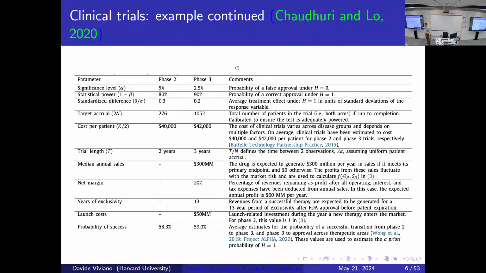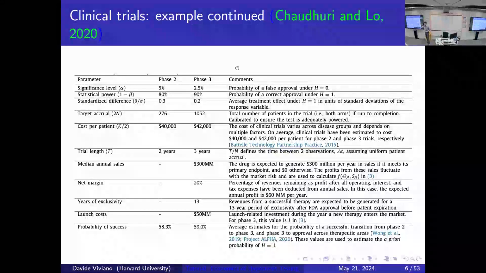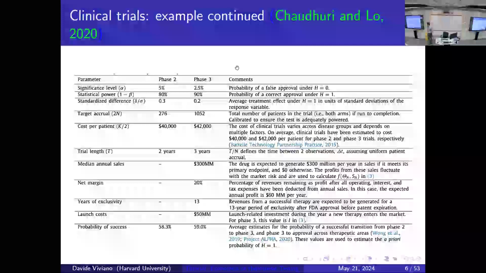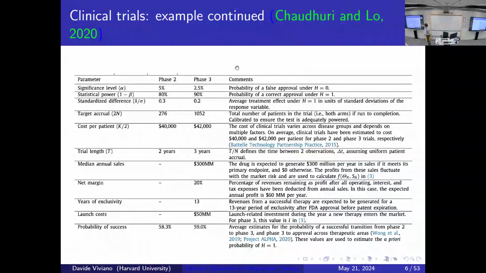Sorry, none of these are FDA rules, right? This is just observational, yes. This is just observational, but FDA does prescribe size control around 2.5%, at least in the guidelines. And then you can think about all sorts of costs which are related to the trials.